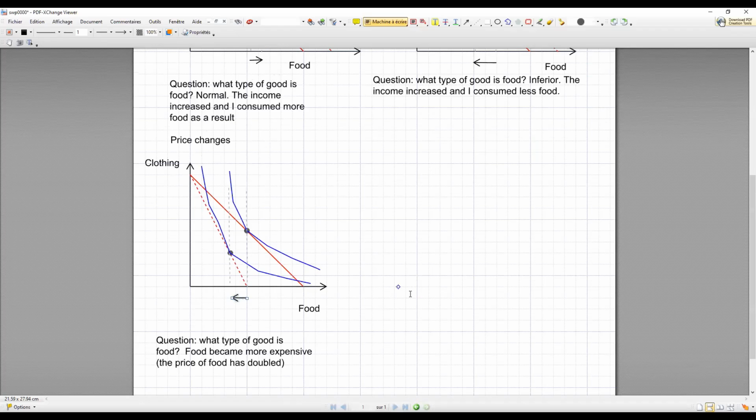So we are going to talk about this, but a bit later. Maybe not this time, actually. We're going to run out of time. So here, I just want you to see what happened. The price of food went up. My consumption of food went down. What does that mean about the type of good that food is? Normal?